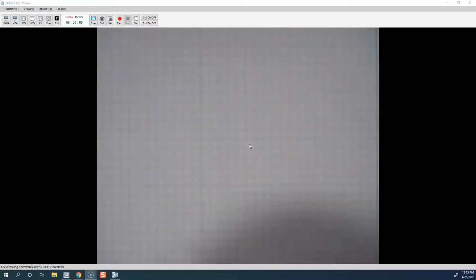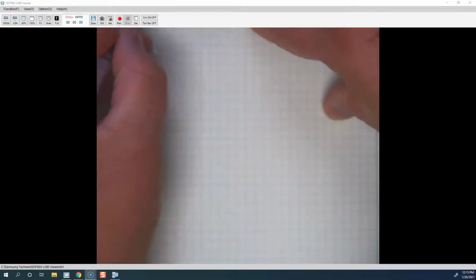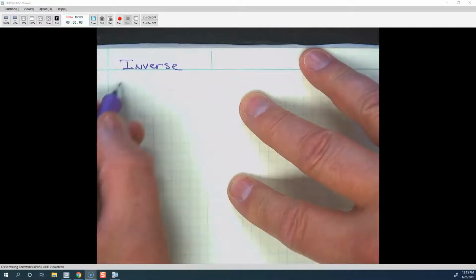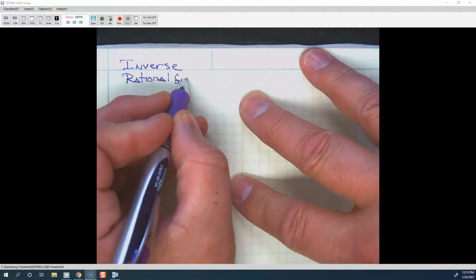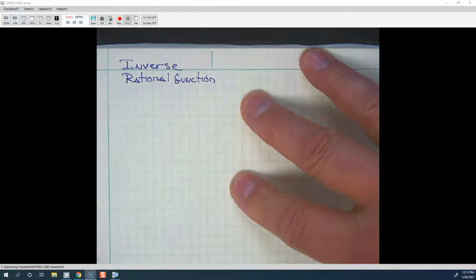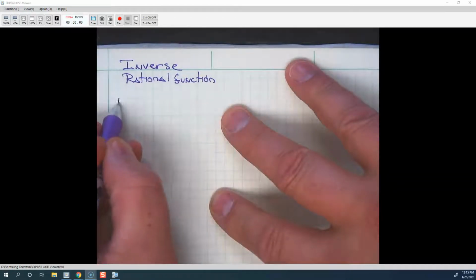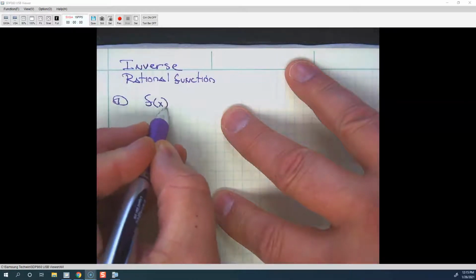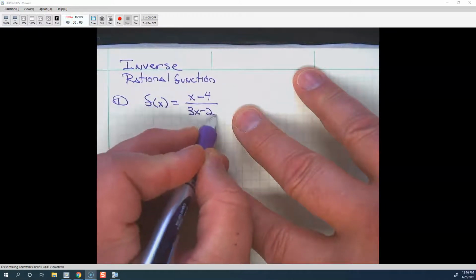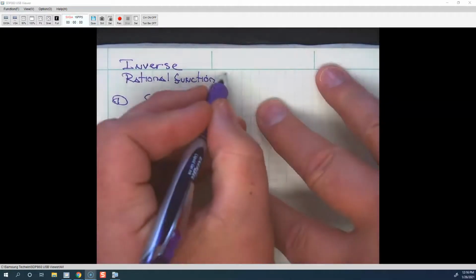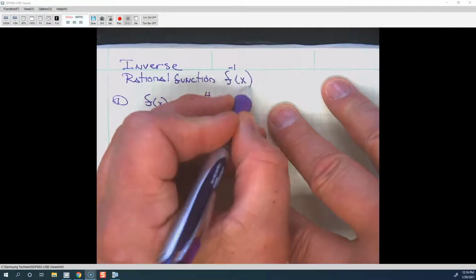All right, so to get that, the first thing that you do, we'll just go right down this list here. The title of this is inverse rational functions. All right, so here's our function f of x, and the question is find its inverse. This is the notation for the word inverse.